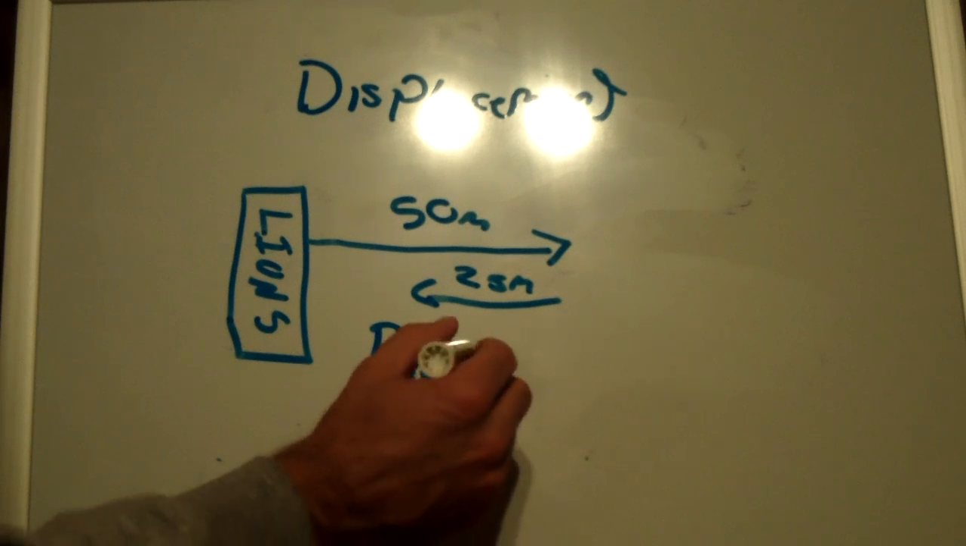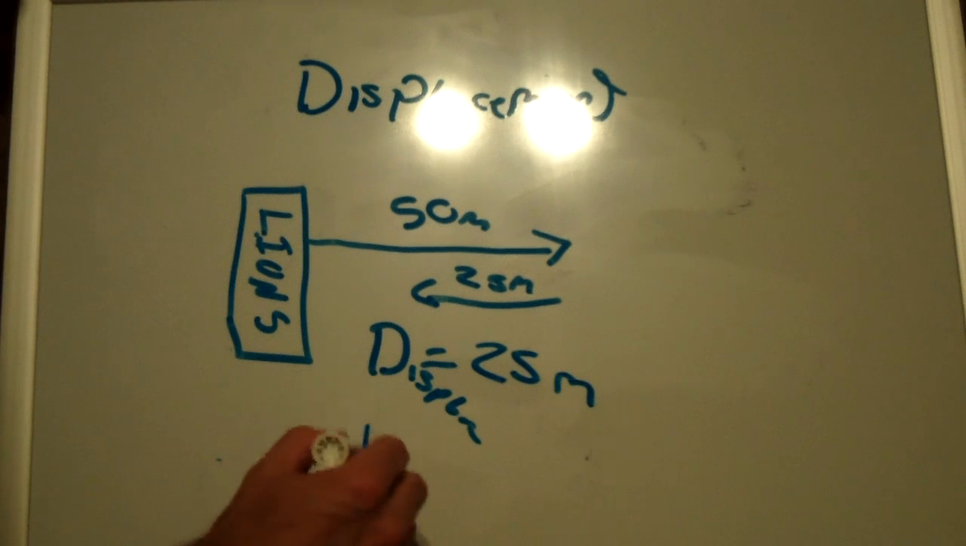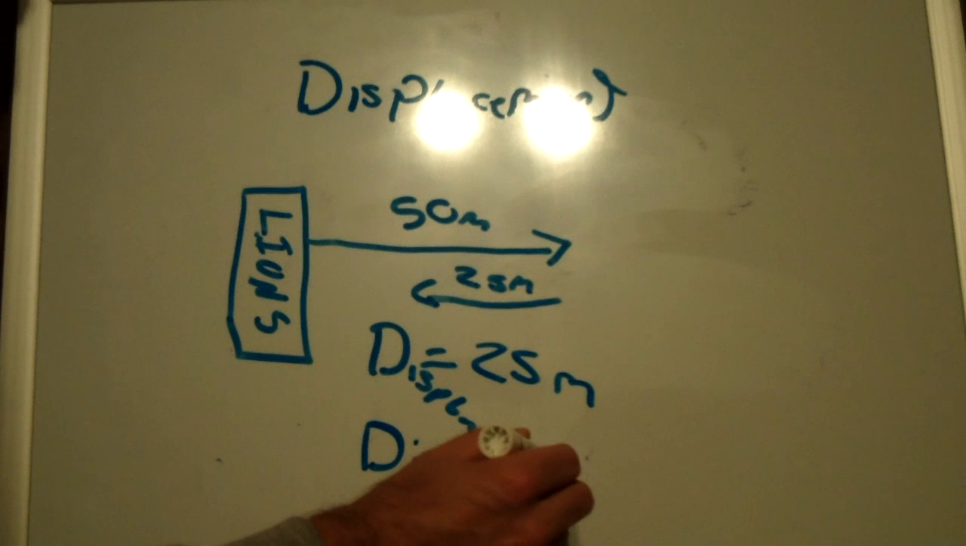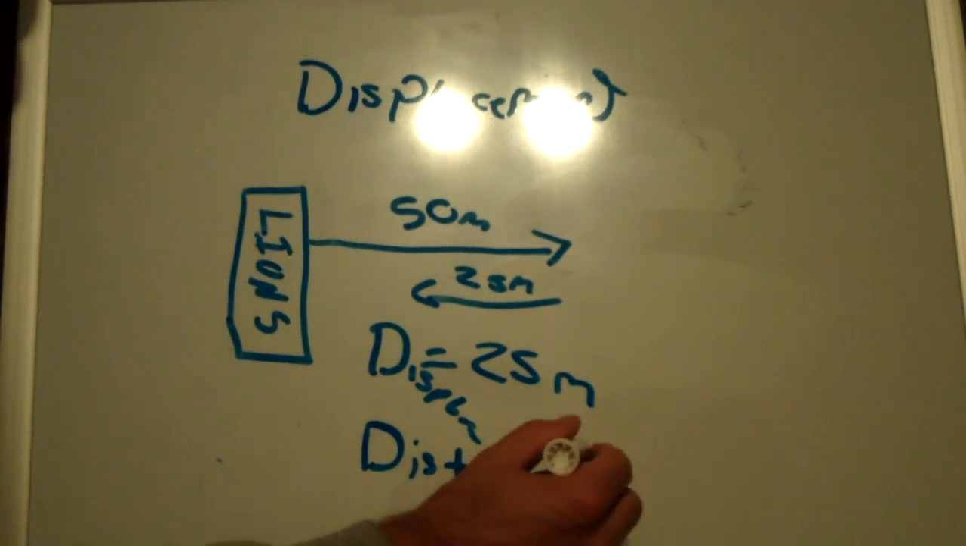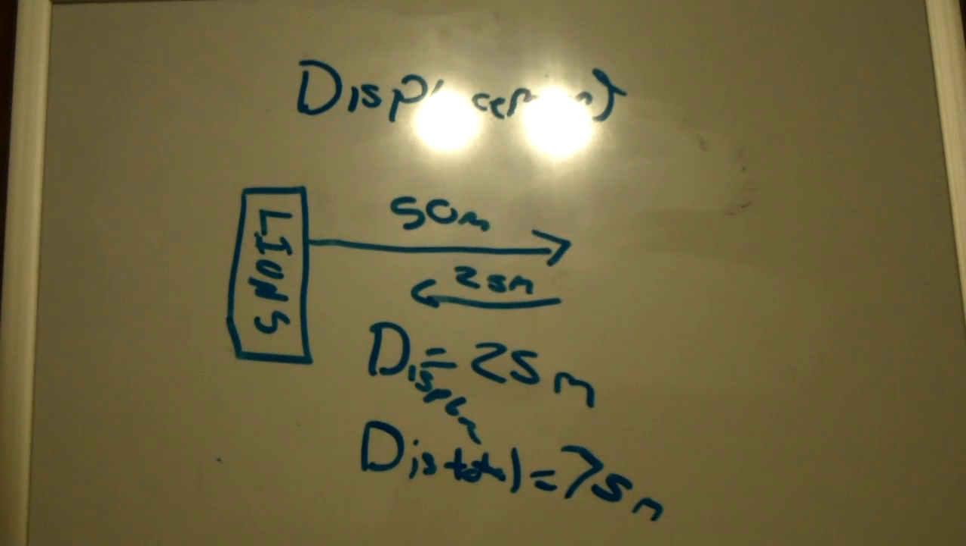So displacement here is 50 minus 25, which just gives us 25, but the distance is the total amount we traveled. So we went out 50, then back 25, giving us, what, 75 meters, alright? That's all you got to know, and you should be fine for tomorrow. And that is all. Good luck.